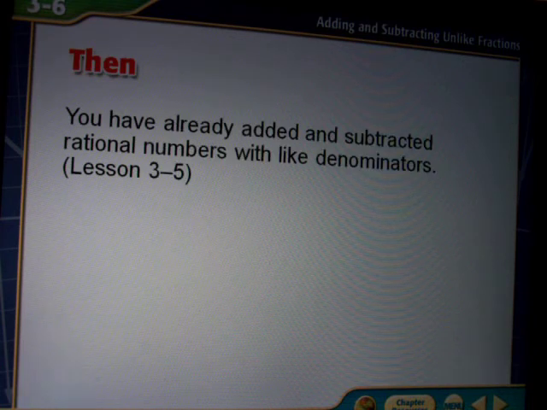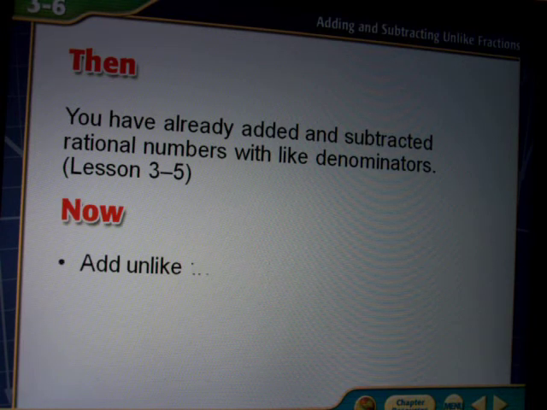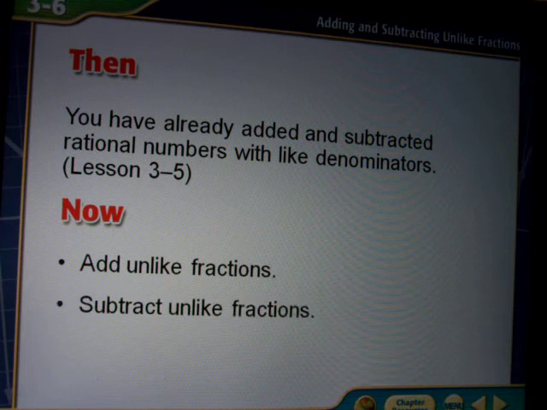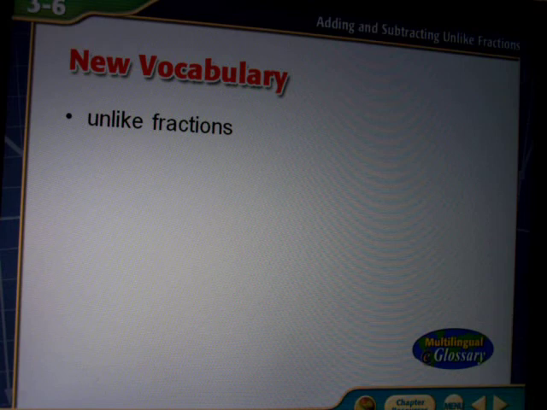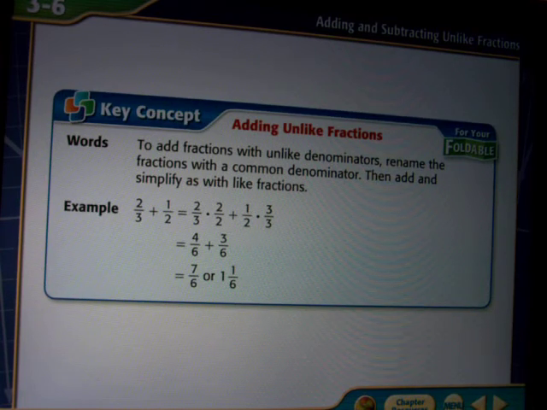So we've already added and subtracted rational numbers with like denominators. Today what we're going to do is add unlike fractions and subtract unlike fractions. So, unlike fractions are fractions that have different denominators. When we add unlike fractions, we need to rename the fractions with a common denominator, then add and simplify as we did with like fractions. So in other words, take our unlike fractions, turn them into like fractions, and then solve as we would normally.